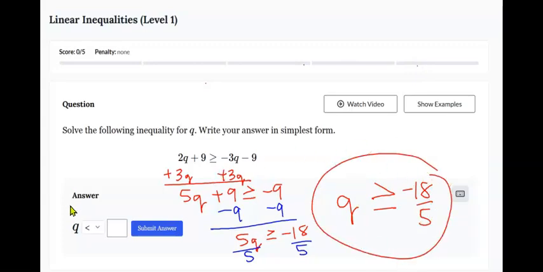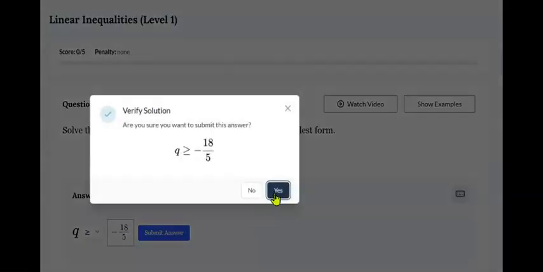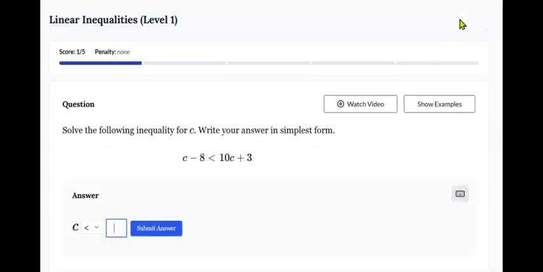So from the drop-down menu over here, we're going to choose greater than or equal to, and then in the answer box, we'll type our fraction. Let's try one more.